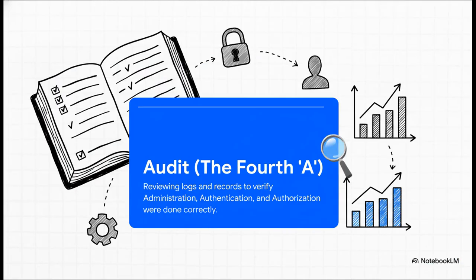And that brings us full circle to our fourth and final A, audit. Think of this as the security camera system for everything. It's the process of constantly reviewing all the logs to make sure administration, authentication, and authorization are all working the way they should be, and to spot when someone is breaking the rules.